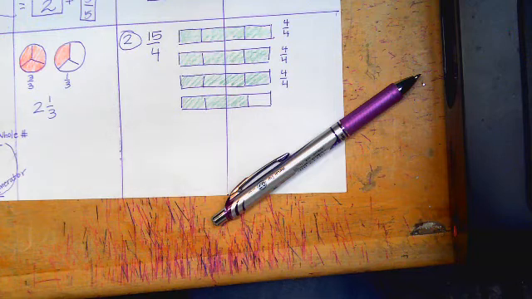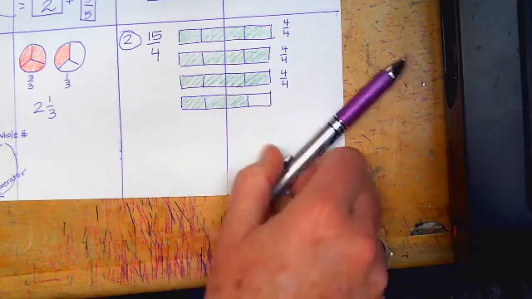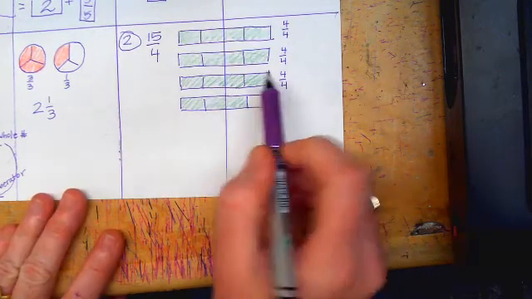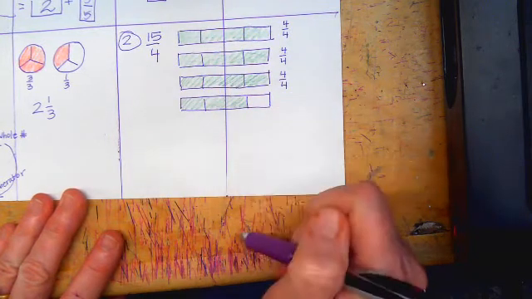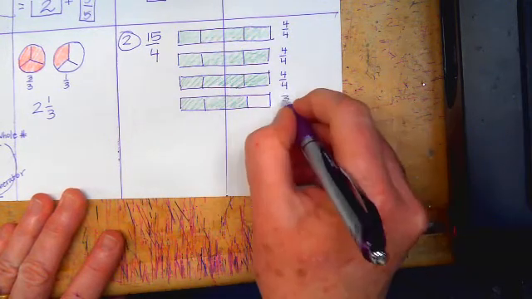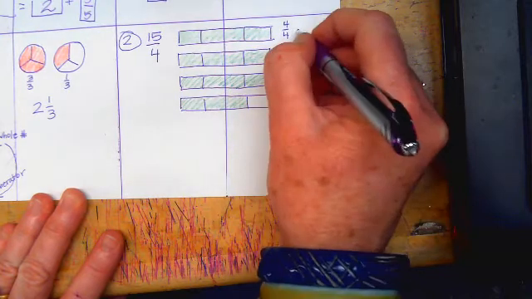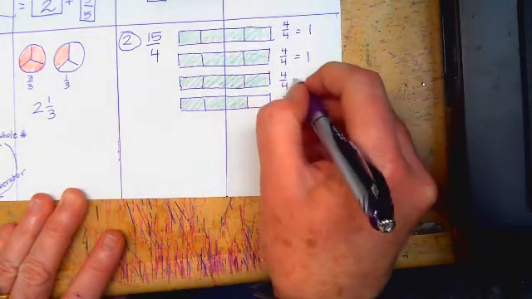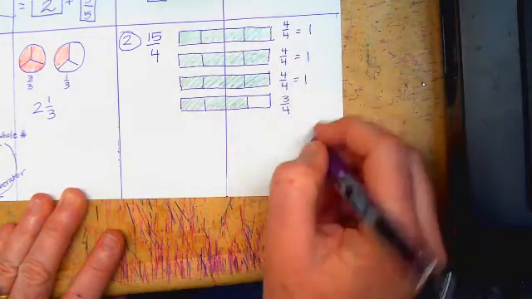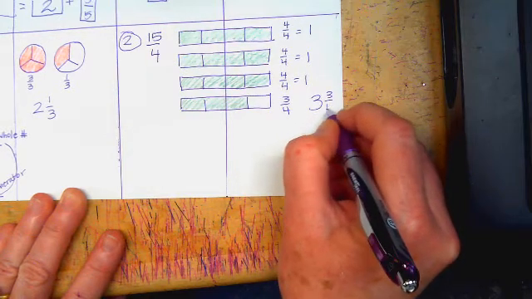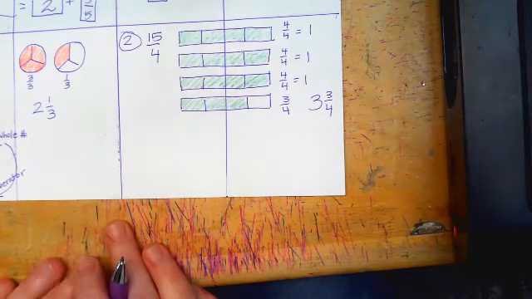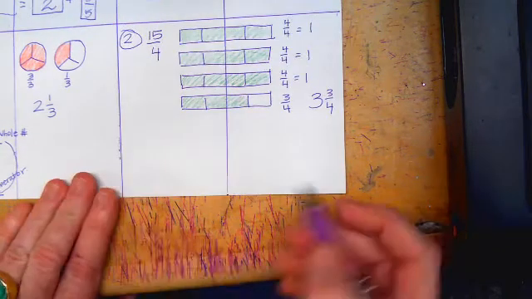So we were on number 2 on page 266, and we had 4/4 plus 4/4 plus 4/4 plus 3/4, right? So this is going to be the same thing as 3 wholes and 3/4. So my answer is going to be 3 and 3/4, right? So that's one way of solving the problem.